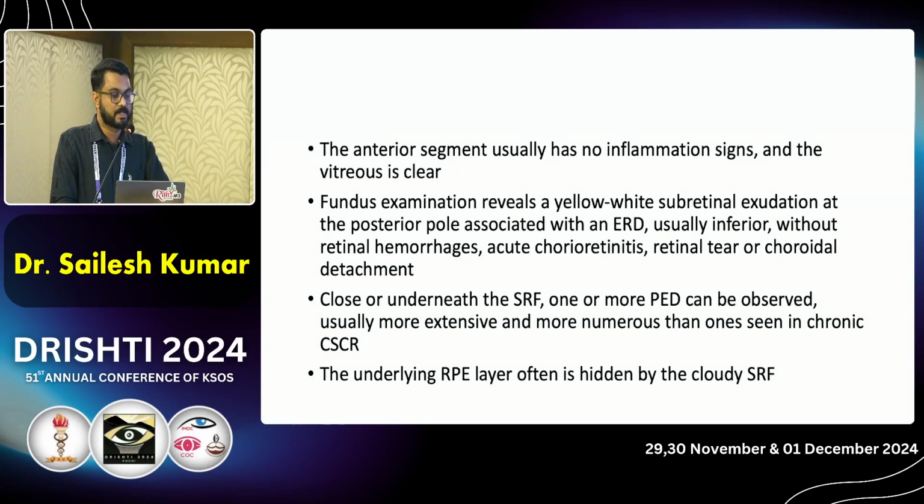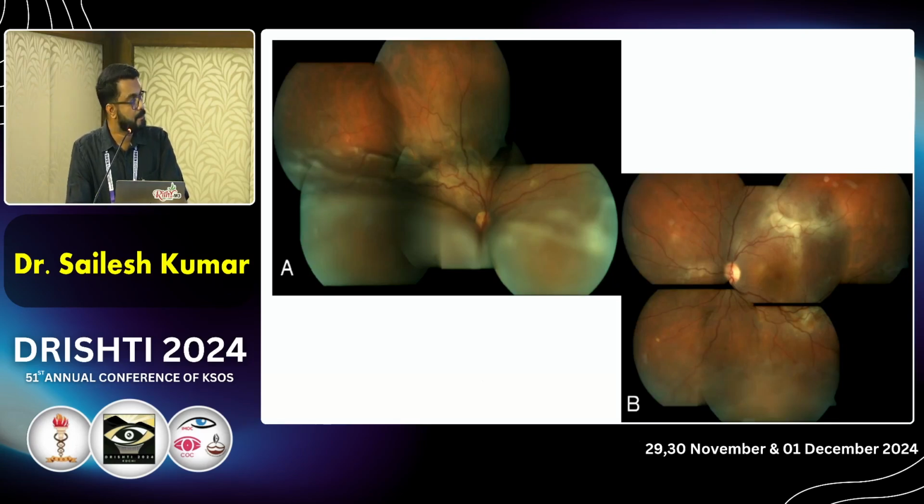In bullous CSCR, there are no anterior segment inflammation signs and the vitreous is clear. The fundus examination reveals a yellow-white subretinal exudation at the posterior pole associated with exudative RD, usually inferior, without retinal hemorrhages, acute chorioretinitis, retinal tear, or choroidal detachment. So this is a picture of bullous CSCR in which you can see the exudative RD inferiorly. And in this picture, you can see the bullous exudative RD inferotemporally and also superotemporally.